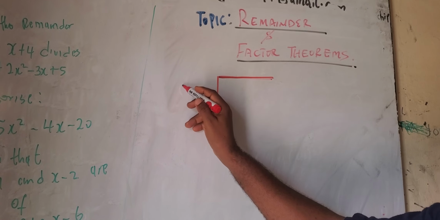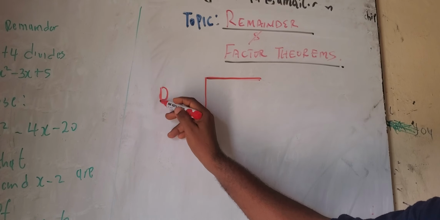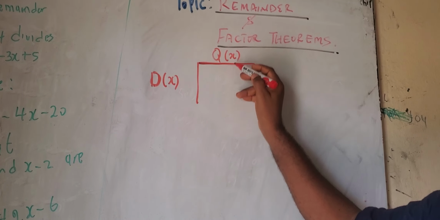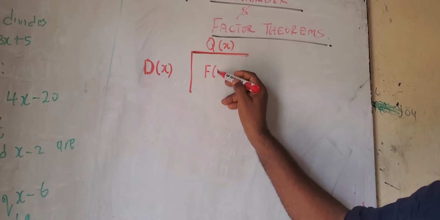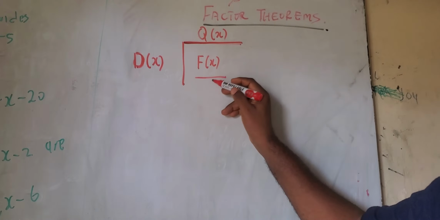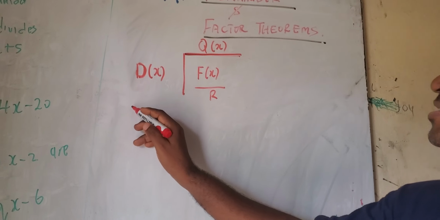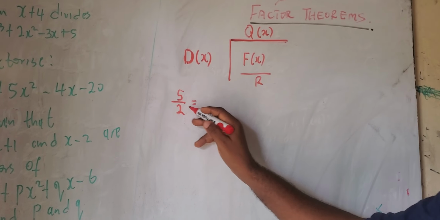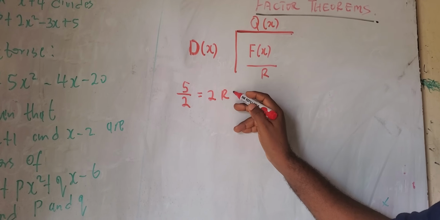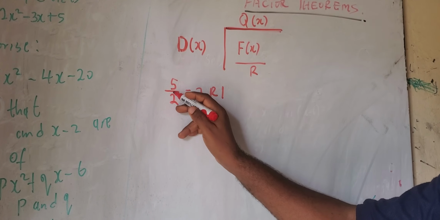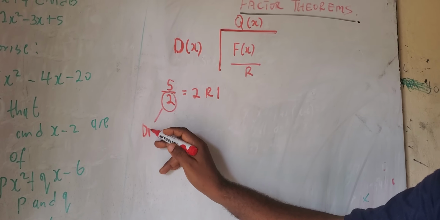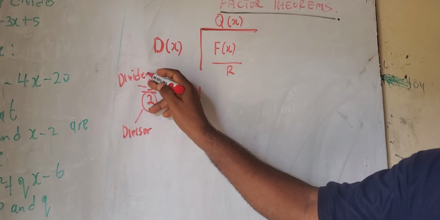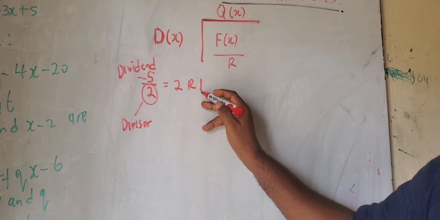Whatever we write outside here is called the divisor function. Whatever we write on top here is called the quotient function. Whatever we have here is called the dividend, and here is the remainder. For instance, let's say I have 5 divided by 2. Note that 5 divided by 2, we have 2 remainder 1. So this particular 2 that you will have here is called the divisor. The one on top here is called the dividend. And what we have here is the remainder.